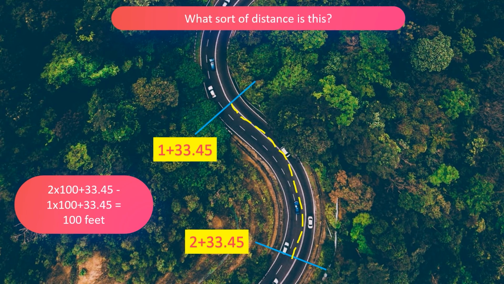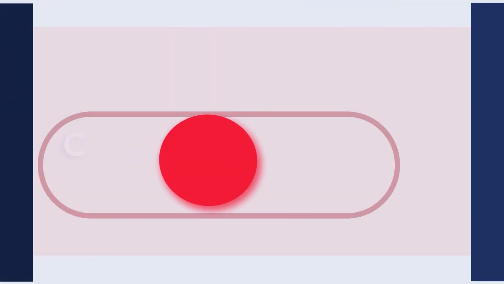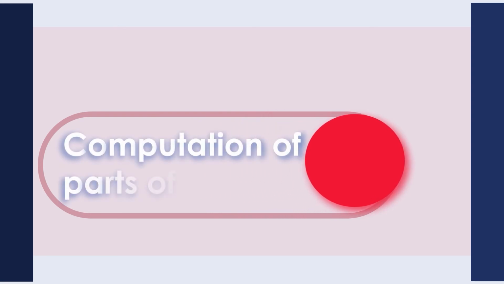And what sort of distance is this? Well, this distance is the distance along the center line of the road. Okay, it's not any distance, but it's the distance along the center line of the road. Okay, so this is how you find the distance between any two station points. So let's learn how to calculate different components of the horizontal curve.